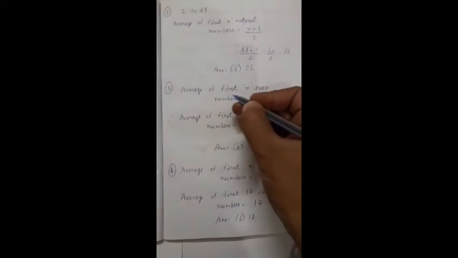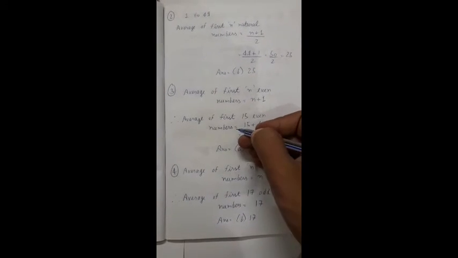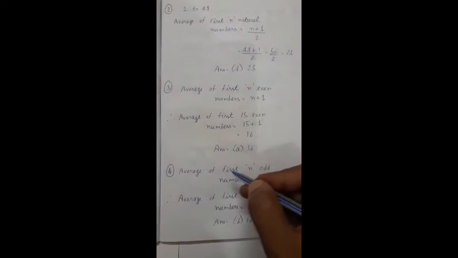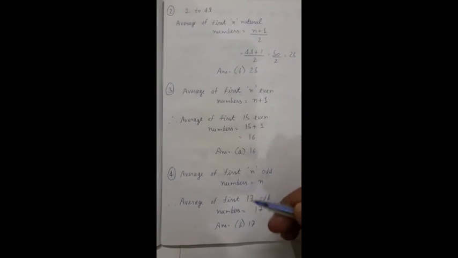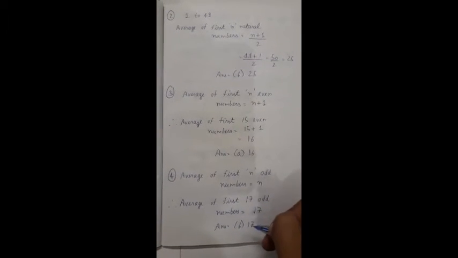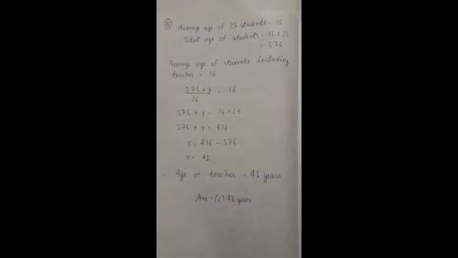Now see the third question. You have to find the average of the first 15 even numbers. The average of the first n even numbers is given by n + 1. There are 15 even numbers, so 15 + 1. So the answer will be 16, that is A part. Now see the fourth question. You have to find the average of the first 17 odd numbers. The general formula for the average of the first n odd numbers is n only. So the average of the first 17 odd numbers will be 17. So the answer will be B part, 17.